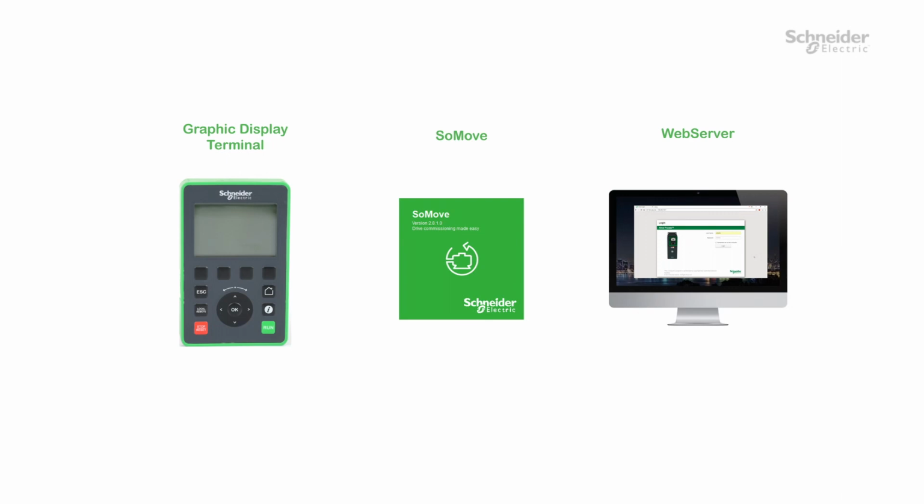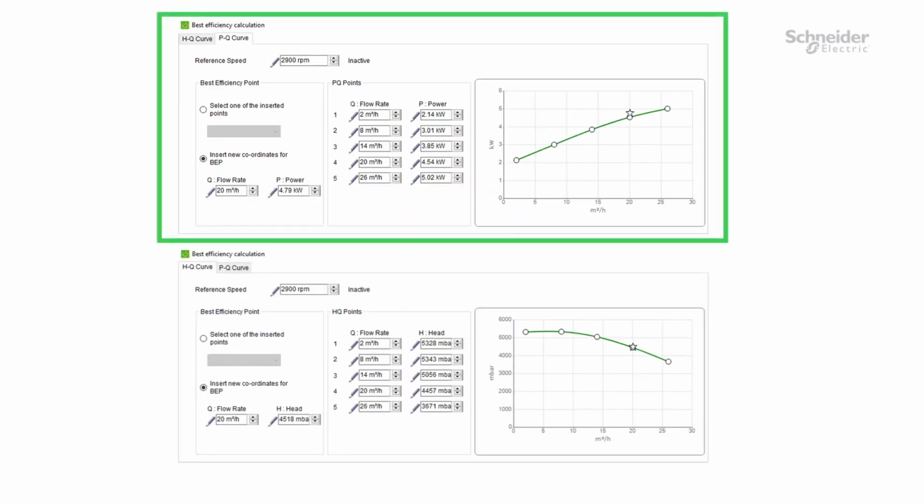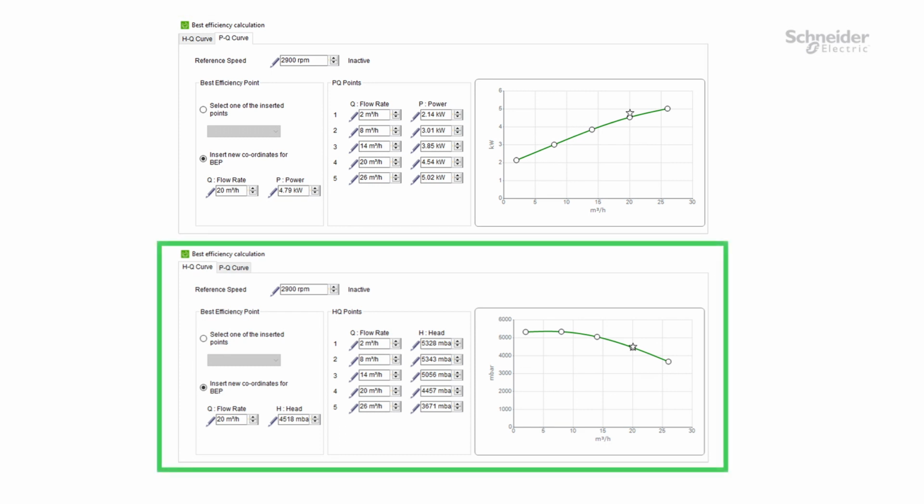Flow estimation may be set using the graphic display terminal, SoMove software, or embedded ATV600 web server. In our example, we will use the graphic display terminal. The power versus flow (PQ) curve can be used in both cases if there are or if there aren't inlet-outlet pressure sensors on the system. The head versus flow (HQ) curve can only be used if there are inlet-outlet pressure sensors during the commissioning.